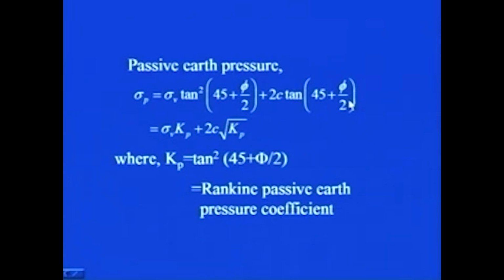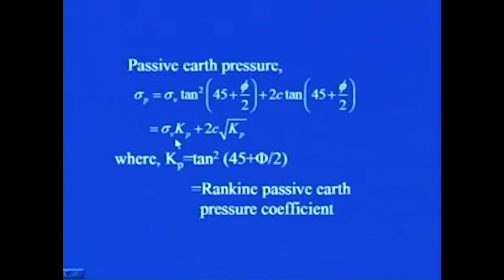In the simpler form you can write this expression as sigma p equal to sigma v into Kp plus 2c square root of Kp, where Kp is the Rankine passive earth pressure coefficient, which is defined as tan square (45 plus phi by 2), where phi is the angle of internal friction of the backfill soil, which is to be retained by the retaining wall or any retaining structure.